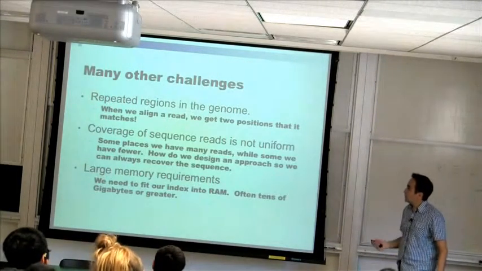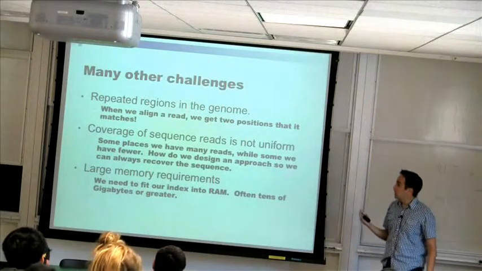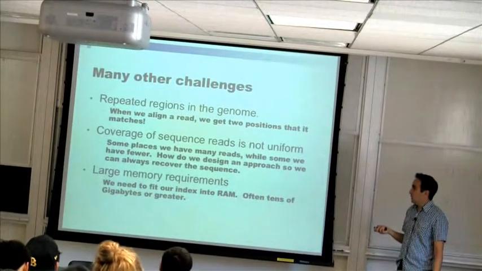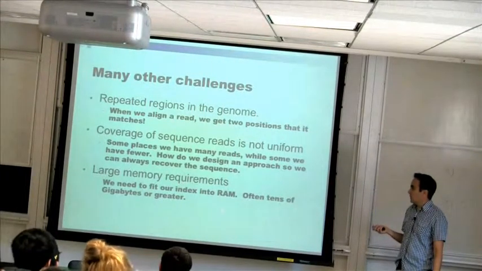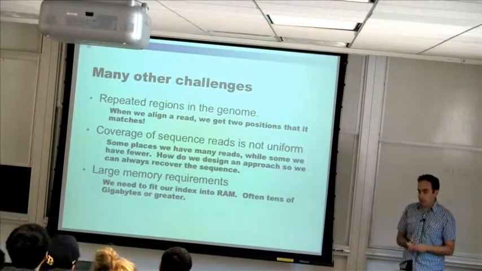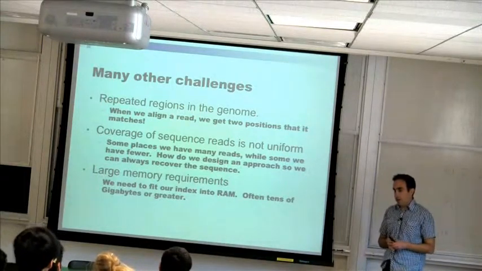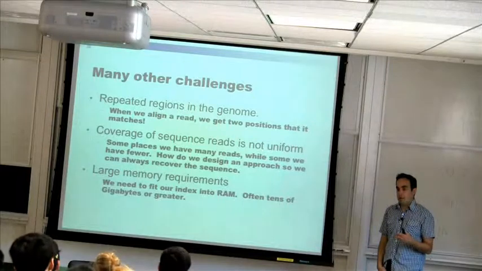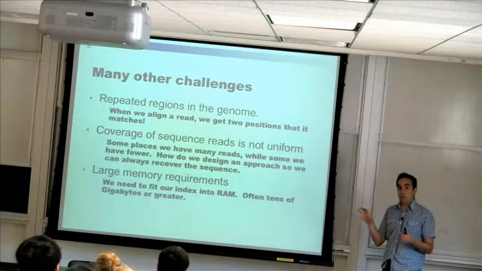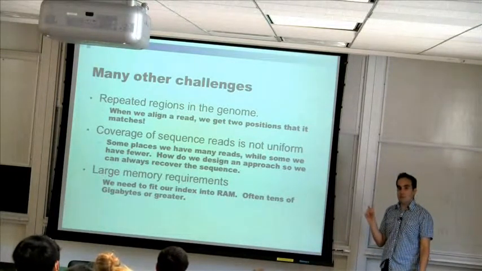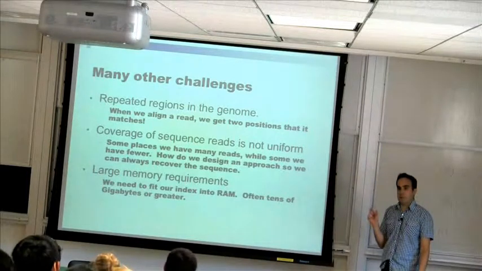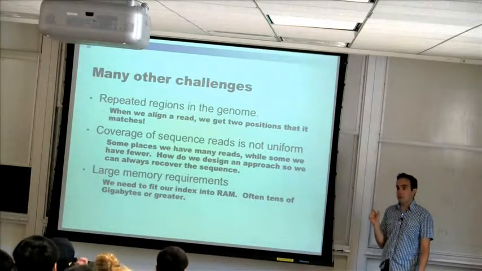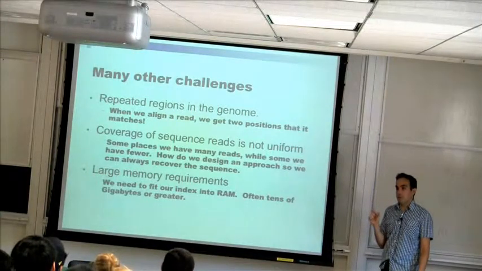Okay, so there are many other challenges. There are repeated regions of the genome, coverage of sequences is not uniform, and also there are large memory requirements. Let's just think about that hash table we had. You have to store 3 billion integers. How much space does an integer take? 32 bits, right?